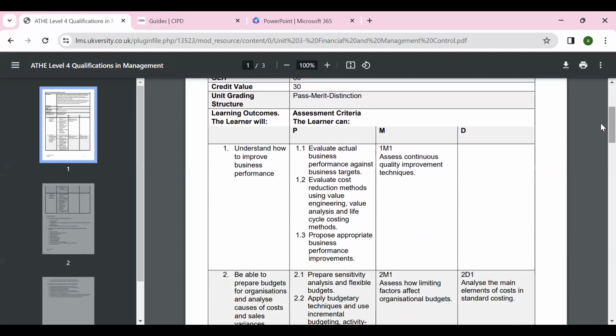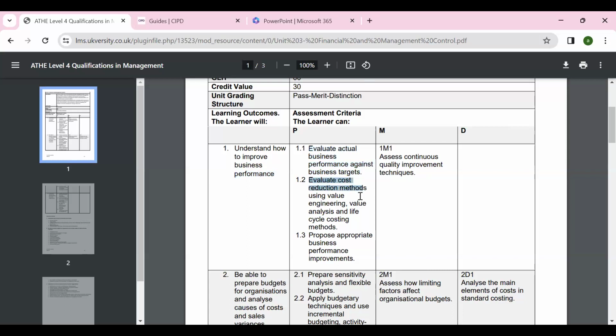Our learning outcome one: understand how to improve business performance. When we look at performance, don't look at just the financial performance. Nowadays we always look at non-financial performance as well, such as CSR, corporate social responsibility. We look at sustainability, focusing on the three P's: profit, planet, and people. Always keep social accounting in mind when you're looking at performance in the real world. Evaluate actual business performance against the business target goals, and look at the variance and the reasons behind it.